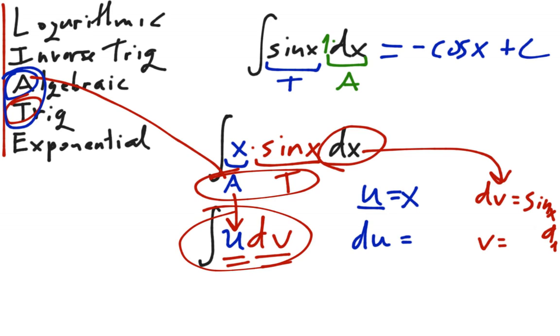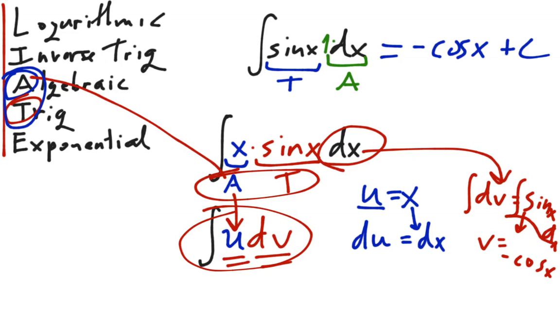Alright, to go from u to du, we take the derivative. The derivative of x is dx. To go from dv to v, we have to integrate. So there's like a minor integration step in here. We integrate both sides, and the integral of sine x dx is negative cosine x. Notice I didn't include the plus c. That'll come all the way at the end. Don't worry about it for now.